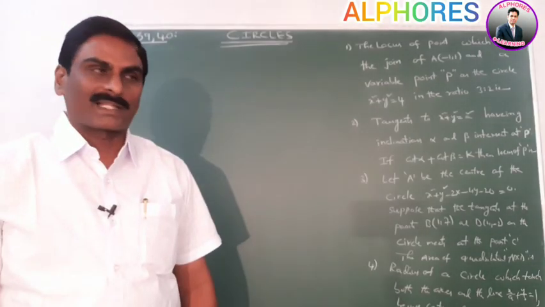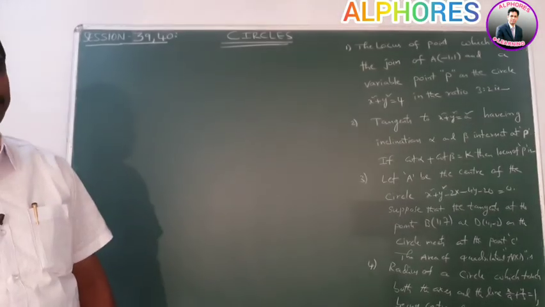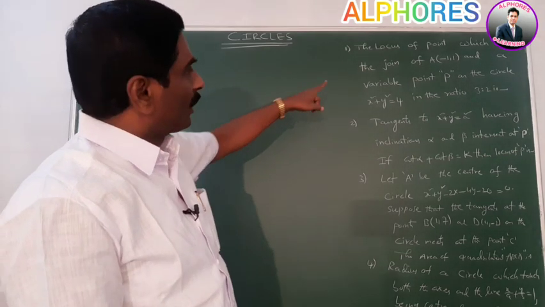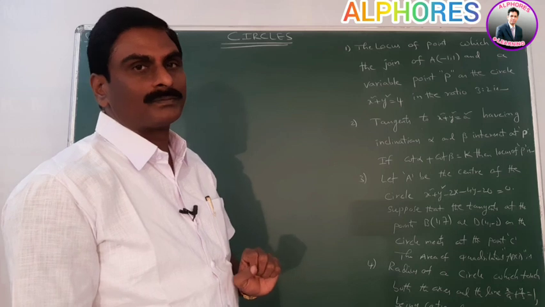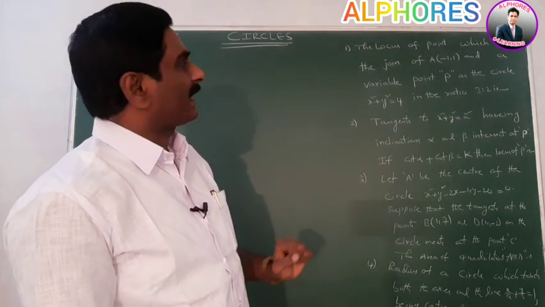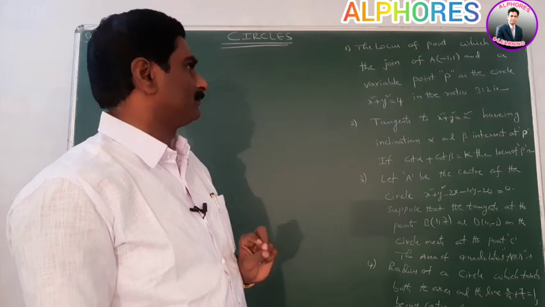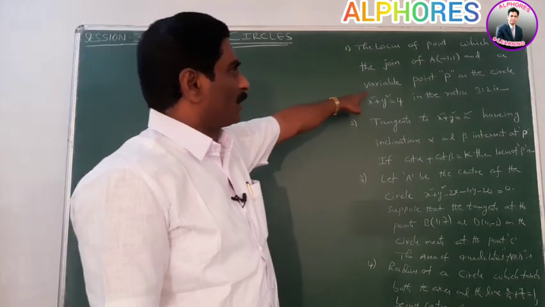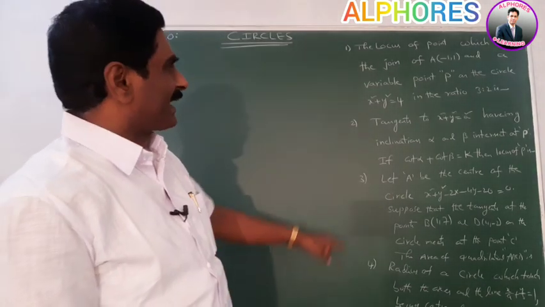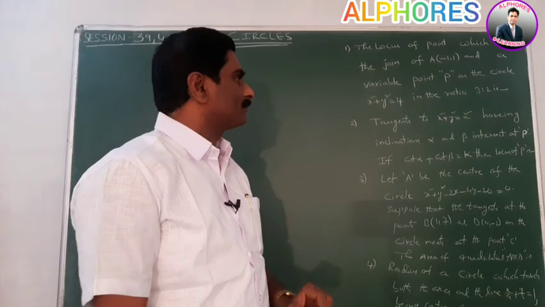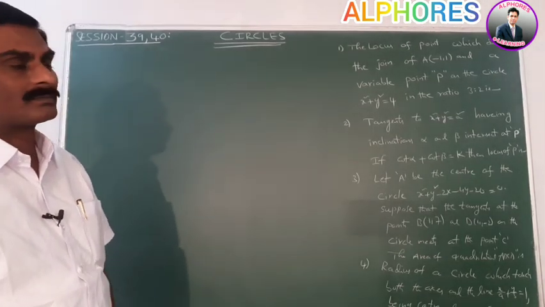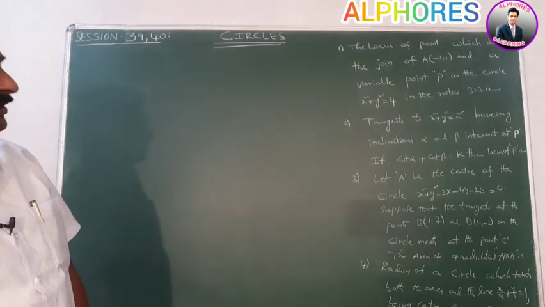Today's session, let us discuss problems. First one, the locus of the point which divides the join of A(-1, 1) and a variable point P on the circle x² + y² = 4 in the ratio 3:2 is dash.